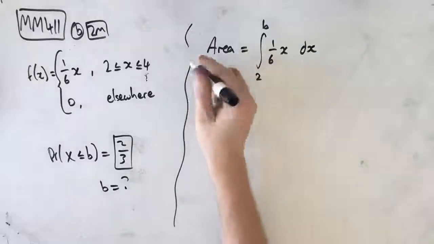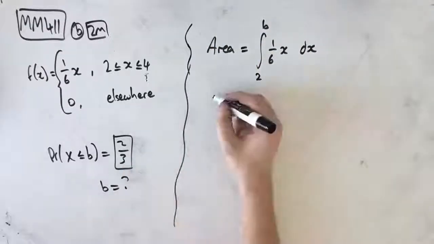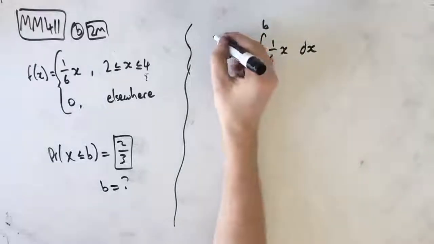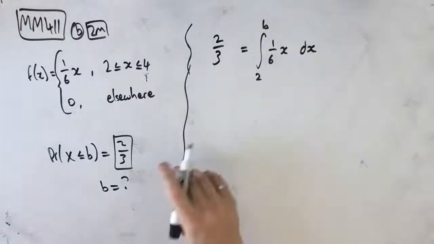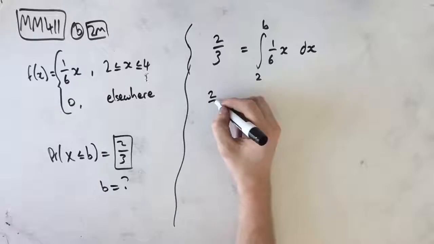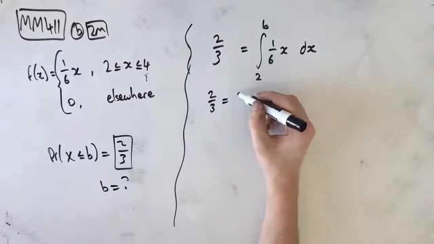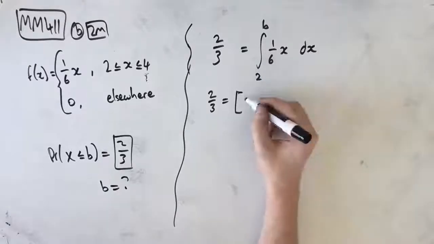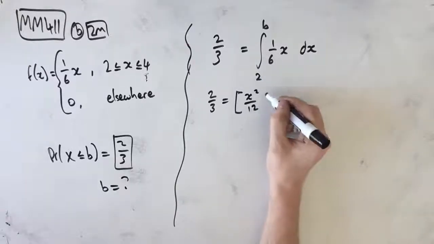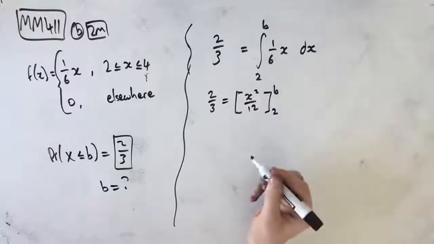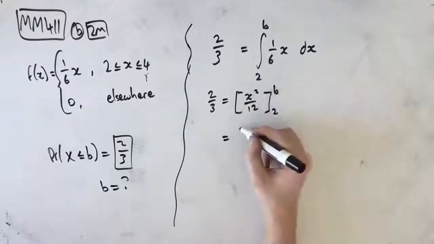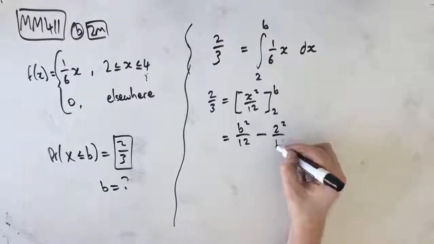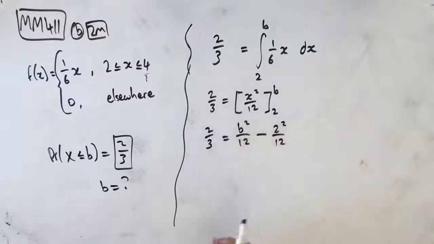But we actually know what our area is. We know that this probability is 2 on 3. So we can say that 2 on 3 is equal to this, right? So now we actually just need to solve for b. So let's say that 2 on 3 equals our integral, because we can now integrate this. So the integral of 1 on 6x is x squared on 12. And we're going from 2 to b. Awesome. So now we can sub in our b, so we get b squared over 12 minus 2 squared over 12. That's equal to 2 on 3.